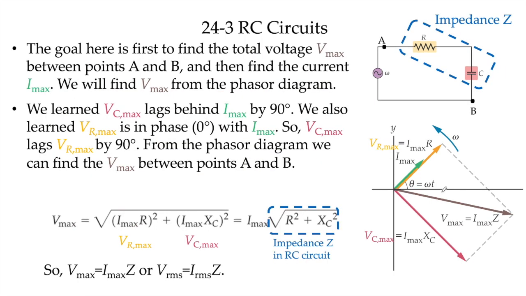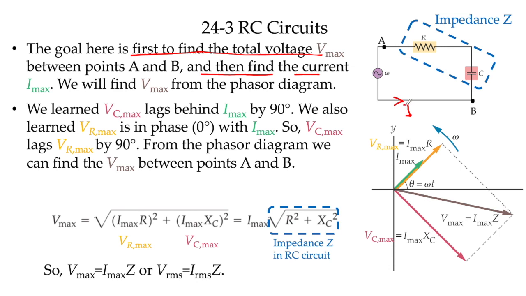Okay, let's continue. So the goal here is first to find the total voltage. We're just continuing the same problem. Between points A and B, what is the total voltage between A and B? Then find the current Imax in the circuit. So what is the current passing through the circuit?